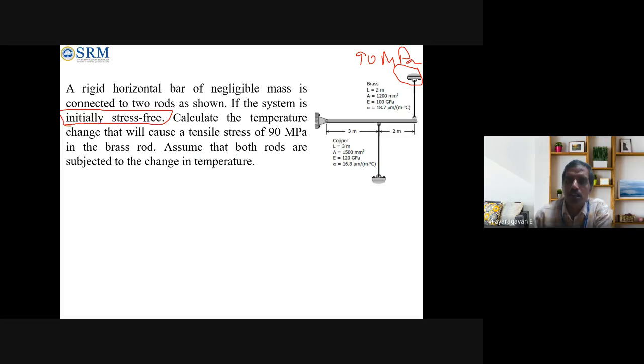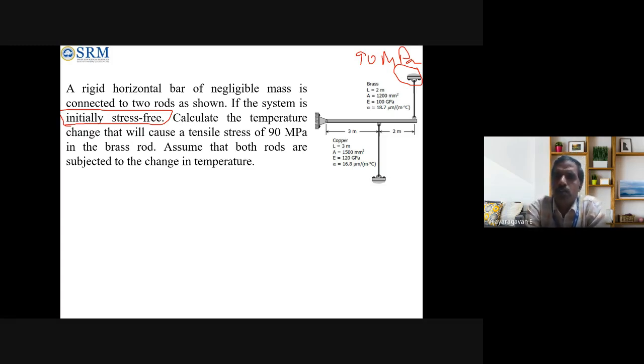Assume that both the rods are subjected to the same temperature change. So we have to calculate what will be the temperature change which can induce a stress of 90 megapascal in the brass bar. So how to do it?